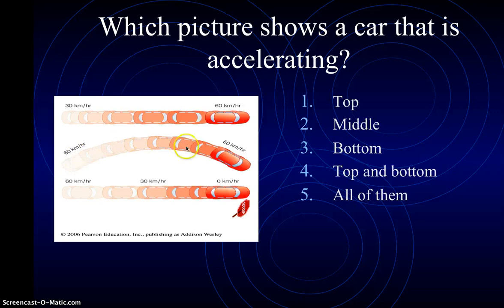It's the middle one that we might not be familiar with because of our lack of knowing what the difference is between speed and velocity. This middle picture is actually also accelerating because while the speed of the car is not changing, its direction is changing. And because of that, its velocity is changing, and because its velocity is changing, it's accelerating.